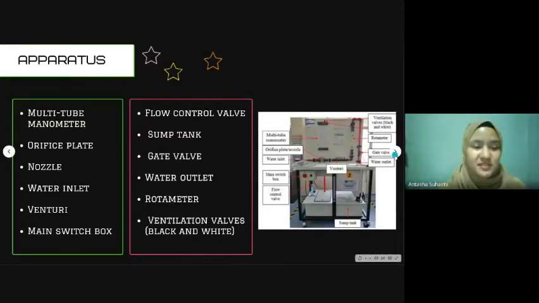Okay, so for this experiment, this is all the apparatus that we use. The first one is multi-tube manometer, orifice plate, nozzle, water inlet, venturi, main switch box, flow control valve, sump tank, gate valve, water outlet, rotameter, and ventilation valves.